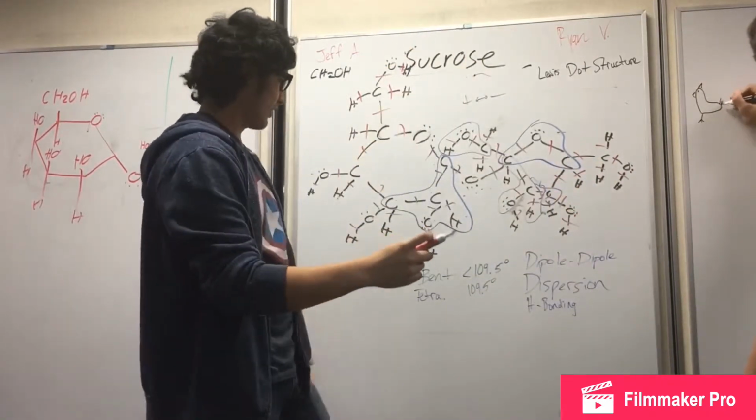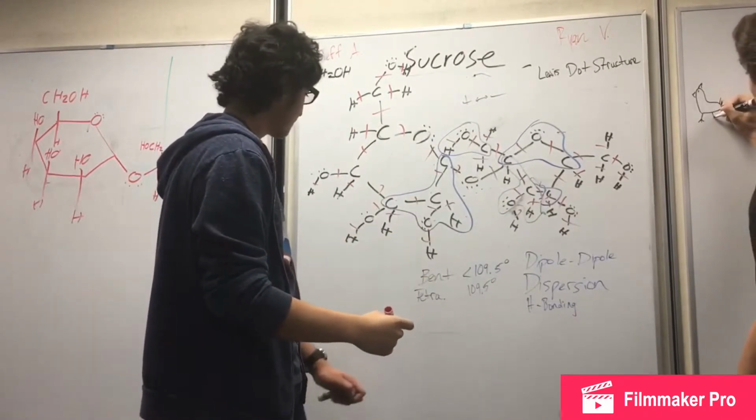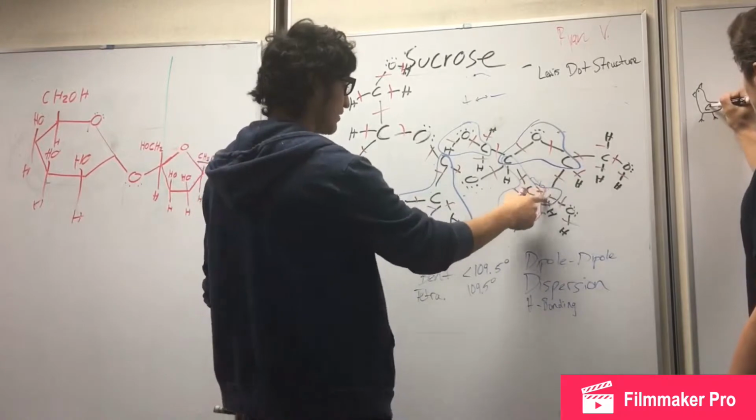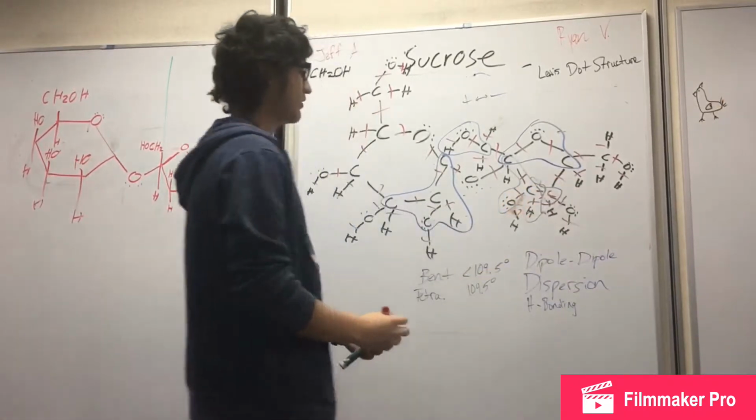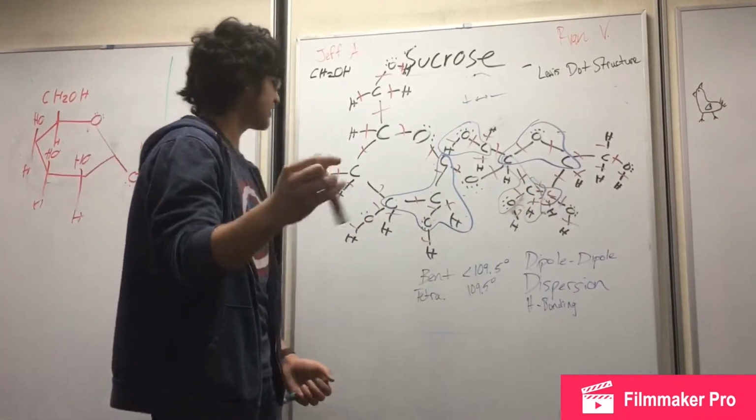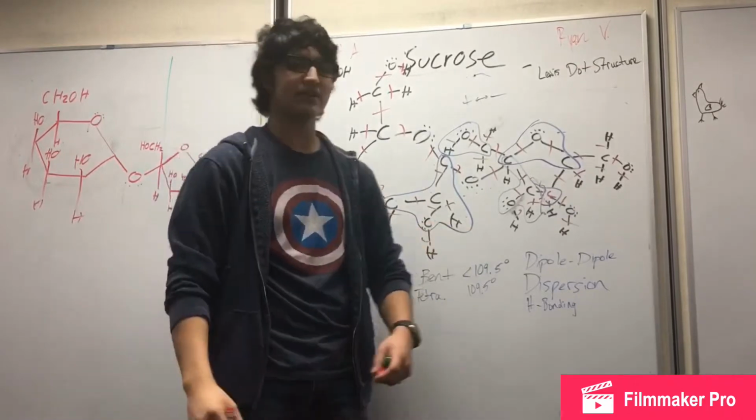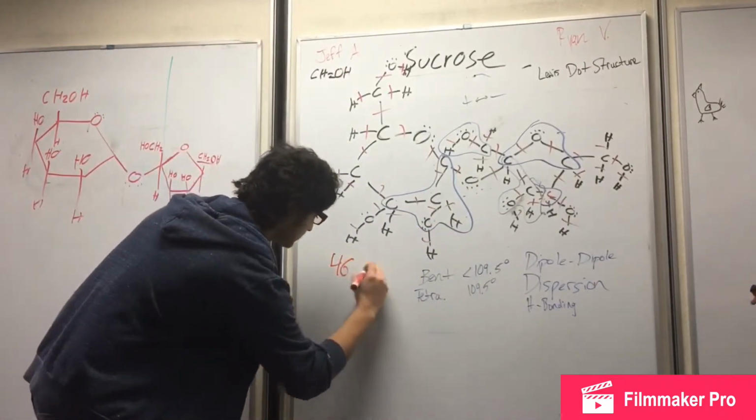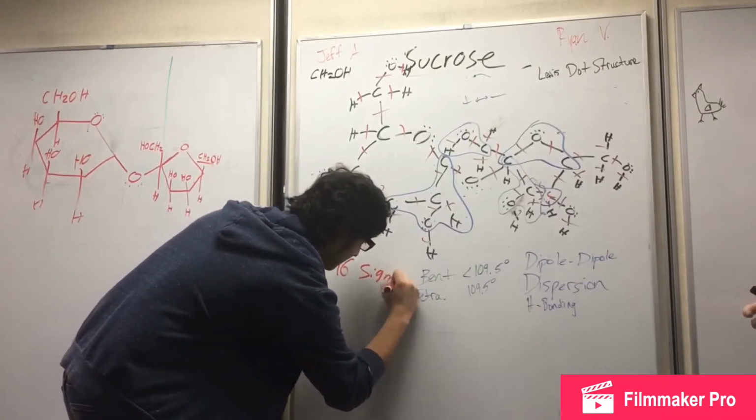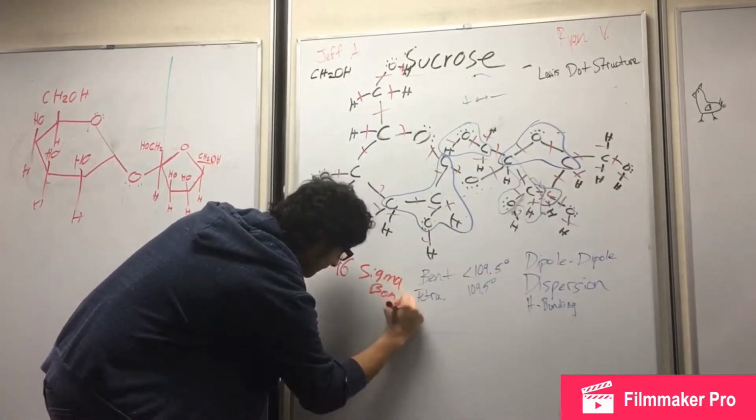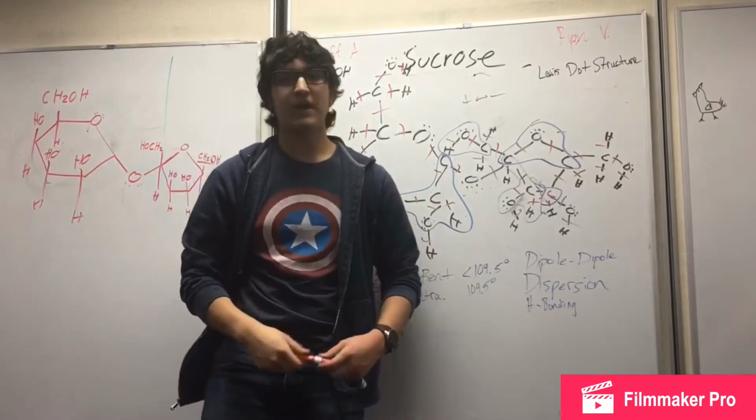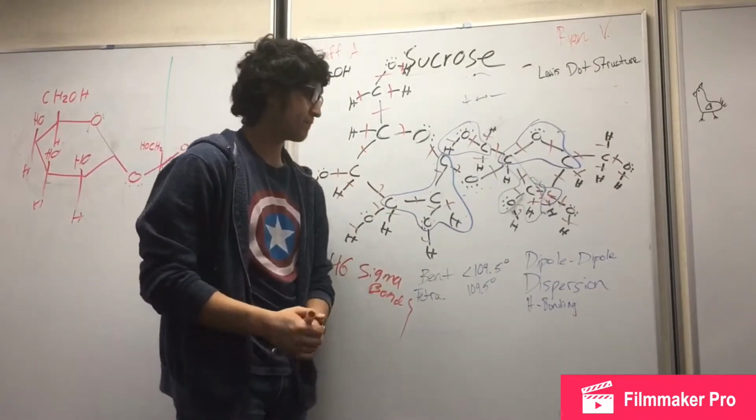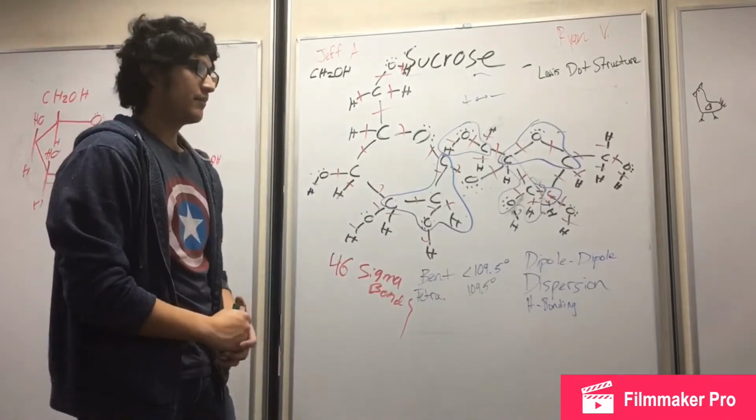I counted roughly 47. Maybe it's 46. There we go, it's 46. So we have 46 sigma bonds because they're all single bonds. None of these are pi bonds because there are no double bonds or triple bonds. These are all pretty basic. Sigma bonds are always counted as 1.